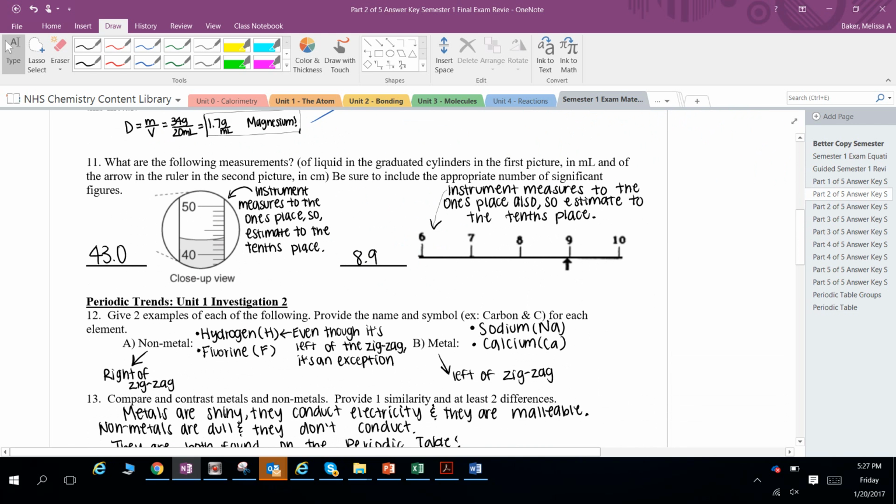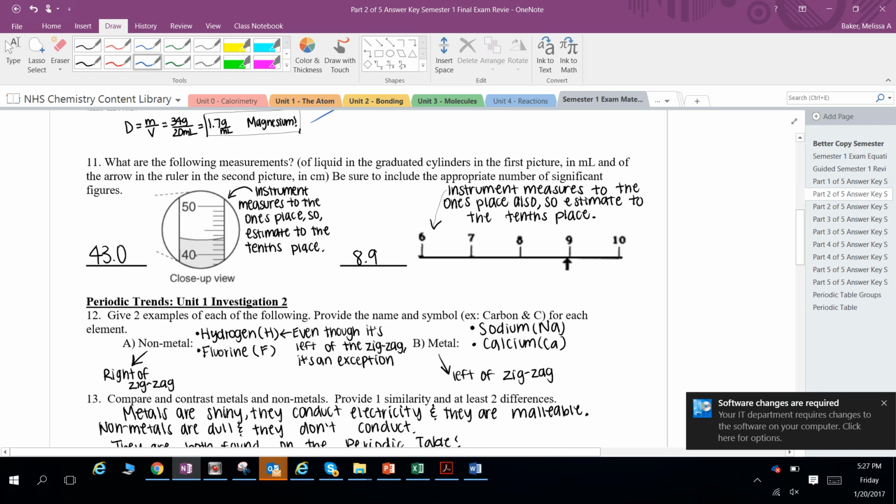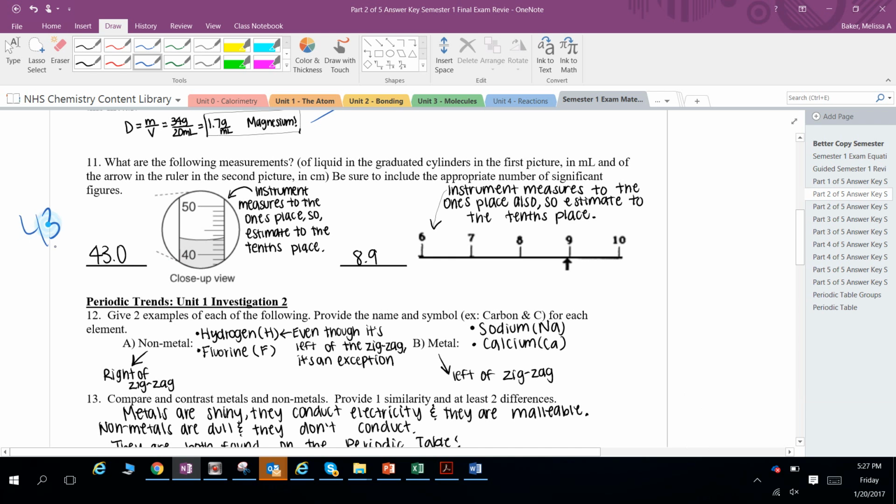For number 11, we didn't spend a lot of time on this in class, but I do think it's important to know that when you write down a measurement, you shouldn't write it down in a way that's not correct, meaning I shouldn't say that this amount here is just 43, because I know it better. Since this instrument measures by the ones place, meaning 45, 46, 47, 48, it goes by ones, you can estimate out one more.